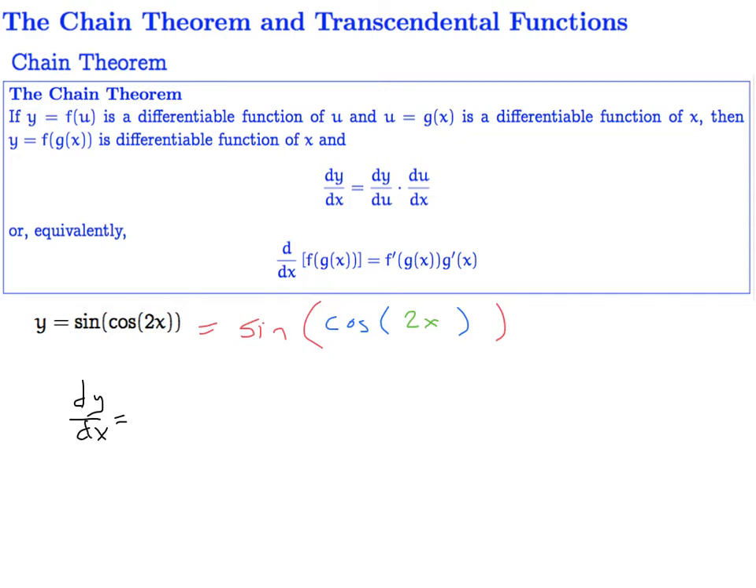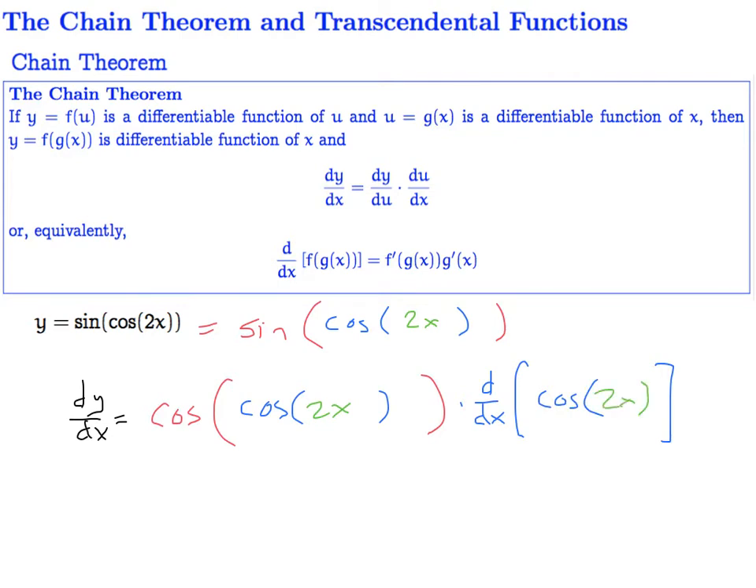So the first thing we do is we take the derivative of the outermost function. The derivative of sine is cosine. And we leave the stuff that's in the middle alone. We don't touch it yet. So we keep the cosine, and we keep the 2x there. The next step in our process is to multiply by the derivative of the inside function, which is now cosine of 2x, because that is the next function inside.